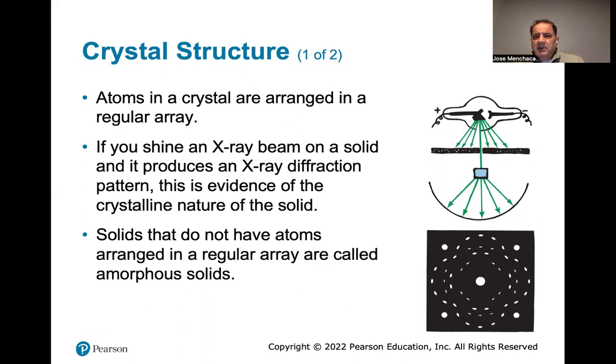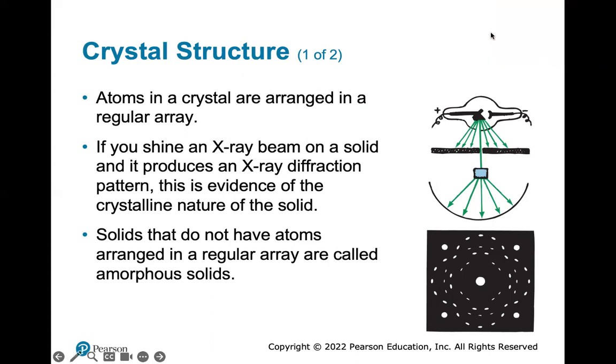So, let me dismiss my image. Atoms in a crystal are arranged in a regular array. If you shine an X-ray beam on a solid and it produces an X-ray diffraction pattern, this is evidence of the crystalline nature of the solid.